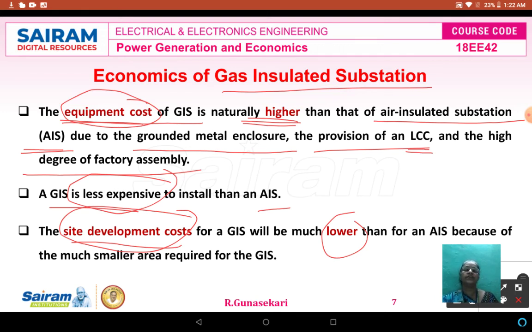How can we compare with the air insulated substation? Only then can we say the gas insulated substation is economic. First, equipment cost is high, installation cost is less, site development cost is low.